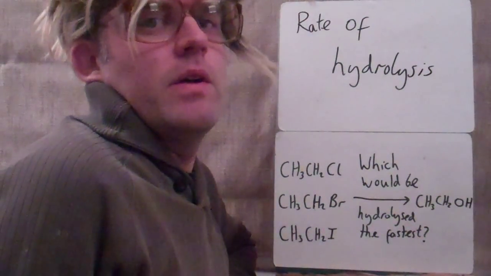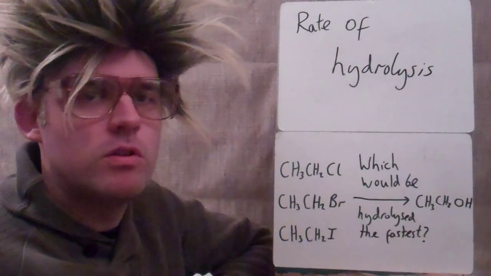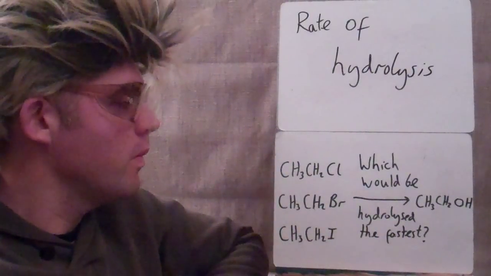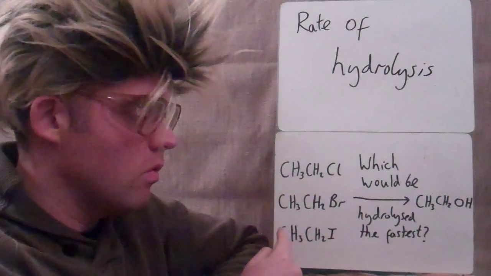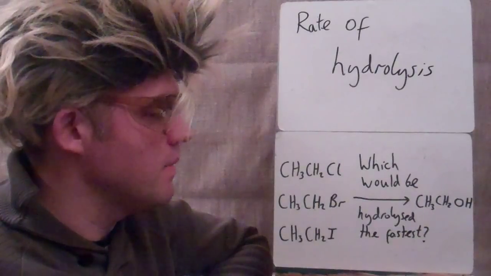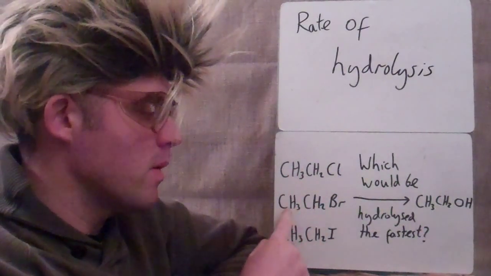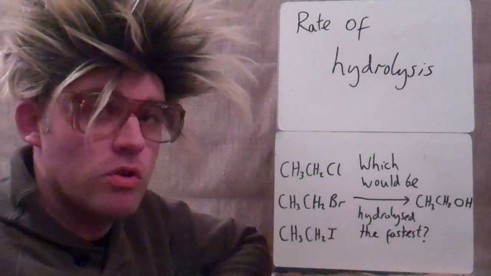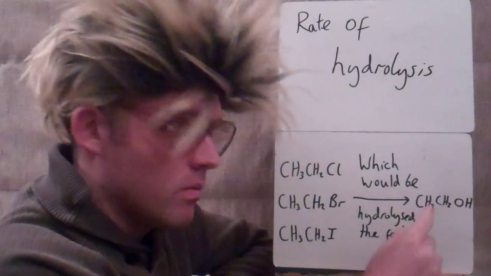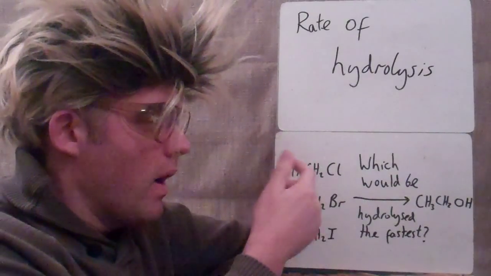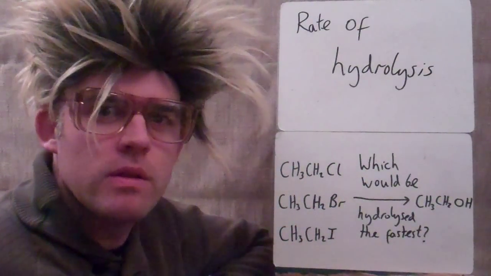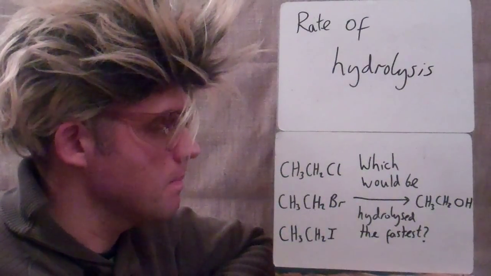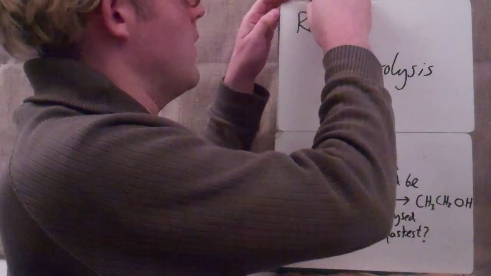Okay, what we're going to look at now is how we can compare the rate of hydrolysis of different halogenoalkanes. So we've got three here. They've all got two carbons in the chain: chloroethane, bromoethane, iodoethane. And when we do hydrolysis, they all make ethanol. And we want to see, out of the three, put them in order of rate of how quickly this happens. Okay? So let's have a look how we can do that.